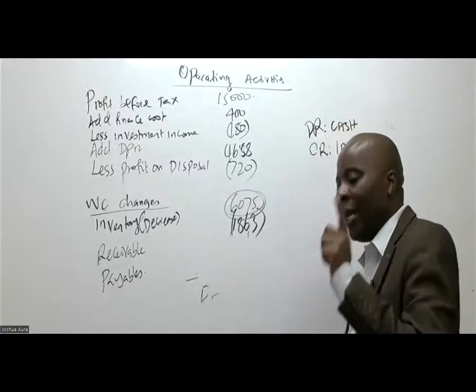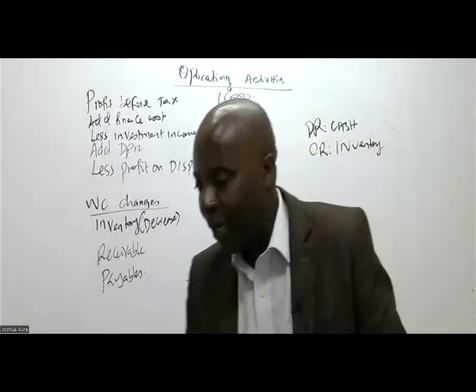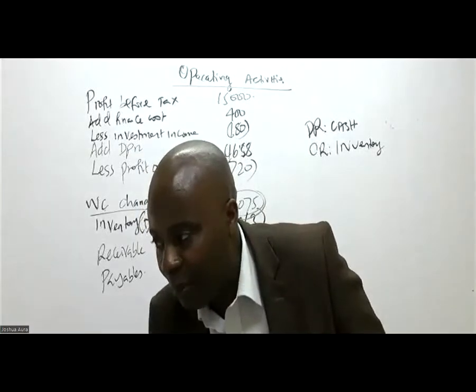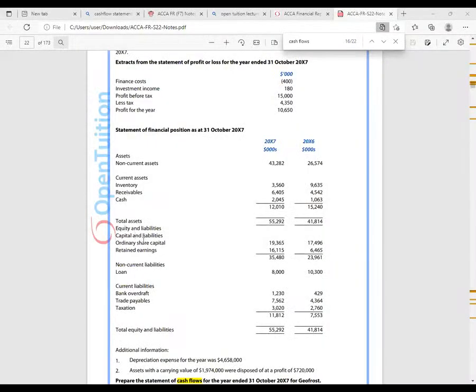Look at the payables, ladies and gentlemen. So for payables, what do I have here before I explain this better? I'll explain this better. If you look at the current liabilities, we have trade payables. I can see the figures 75.62 and 43.64. What is the difference? Can somebody give me that difference?